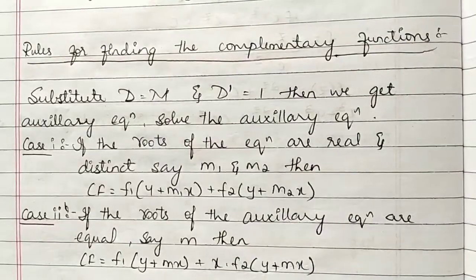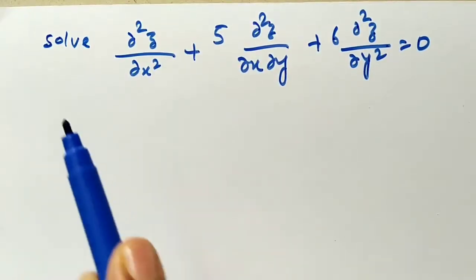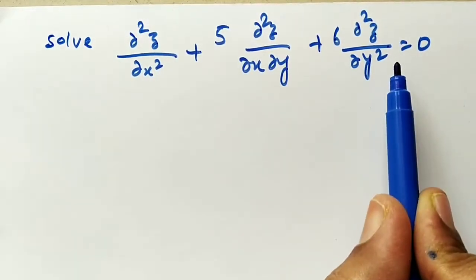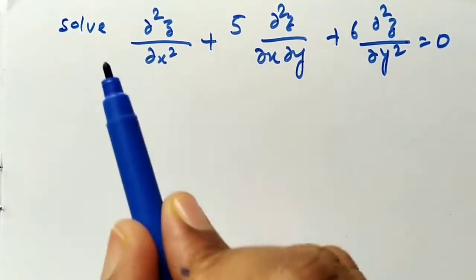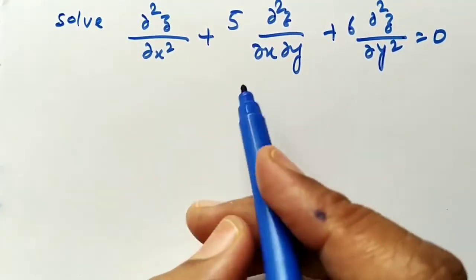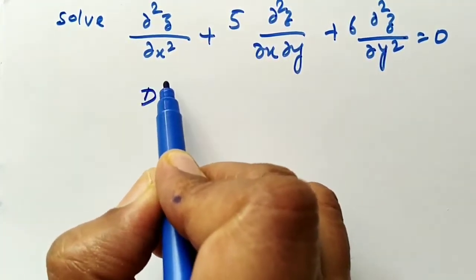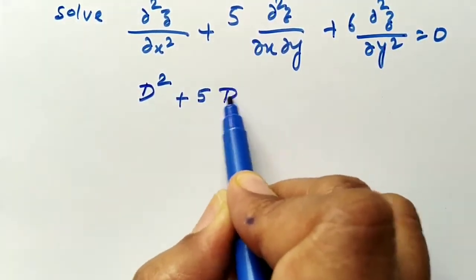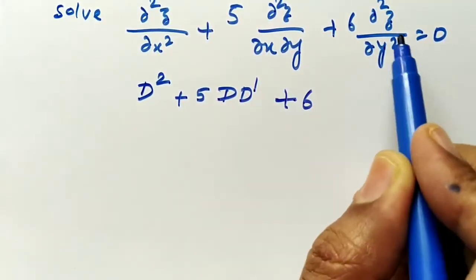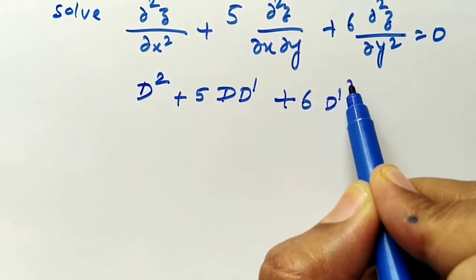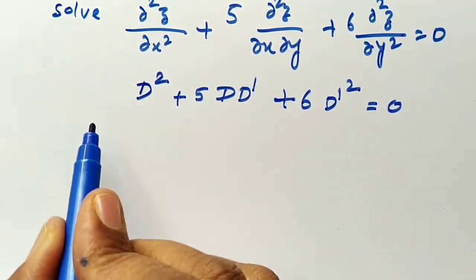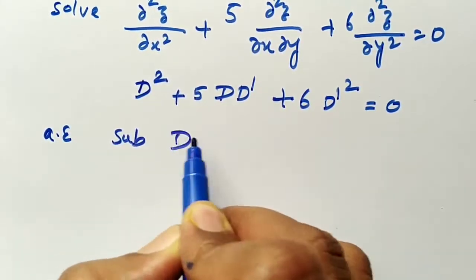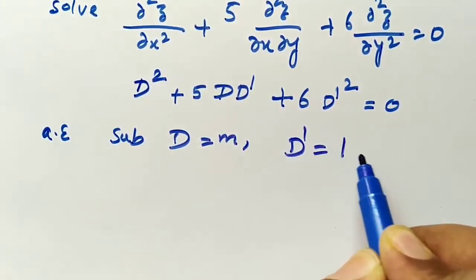Okay, now we'll see one example. Solve. This is the given equation. If you want to solve this, you have to find the complementary function. So if you write it in standard form, ∂²z/∂x² is denoted by D², plus 5 into ∂²z/∂x∂y is D D dash, plus 6 into ∂²z/∂y² means D dash squared, equal to 0. Now to solve this, you have to form the auxiliary equation. For that, substitute D equal to m and D dash equal to 1 is the procedure.